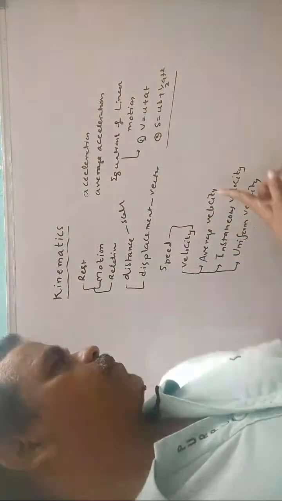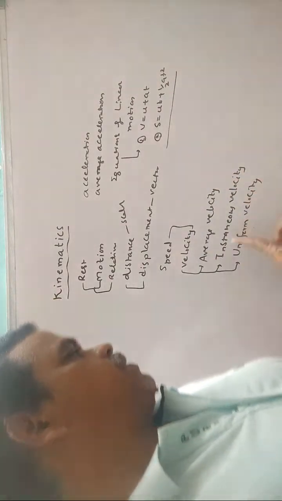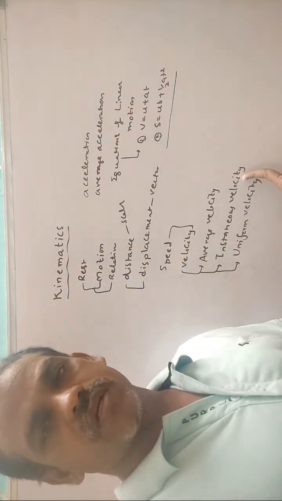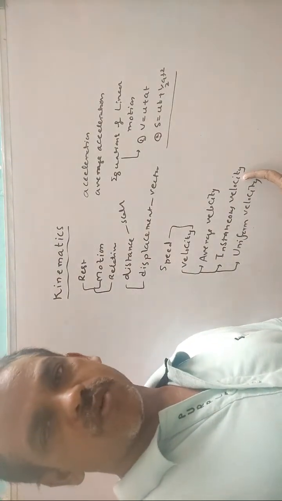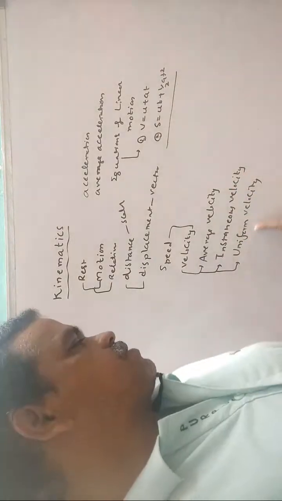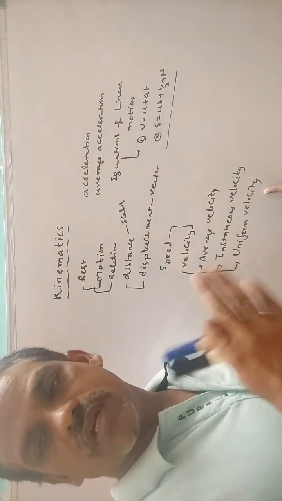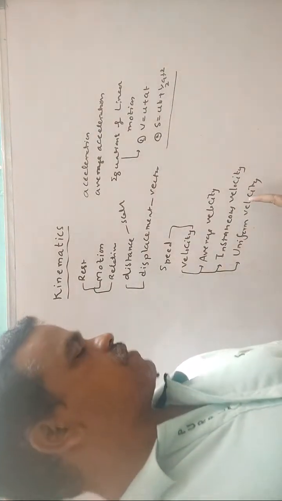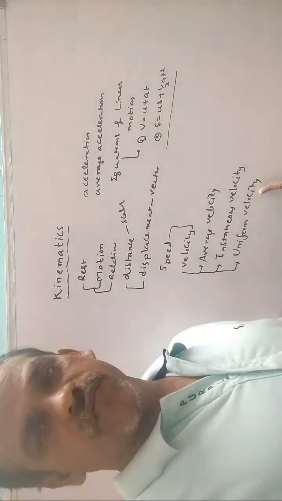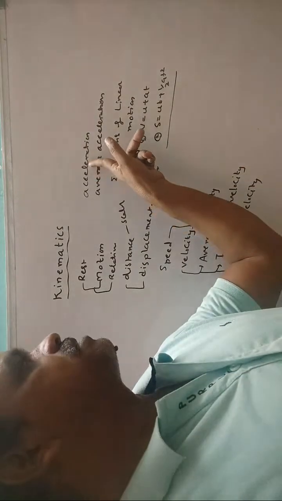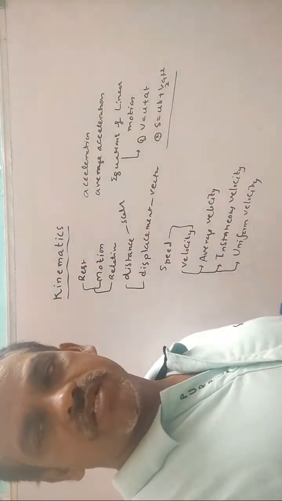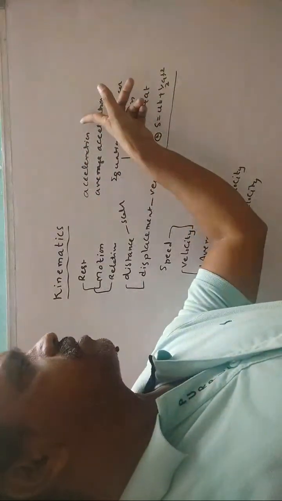Then there are types in velocity. Average velocity is total displacement by total time. Instantaneous velocity is nothing but at a particular instant of time how much velocity is there. Then I discussed uniform velocity throughout the journey. If the velocity is the same, then we can say the body is traveling with uniform velocity. Then I discussed acceleration is nothing but change in velocity by change in time. So rate of change of velocity we can also define like that.